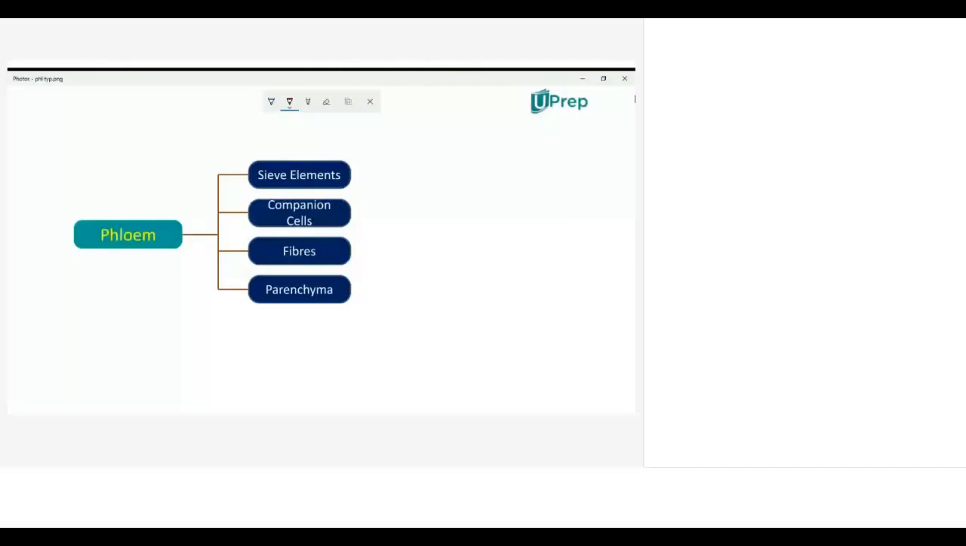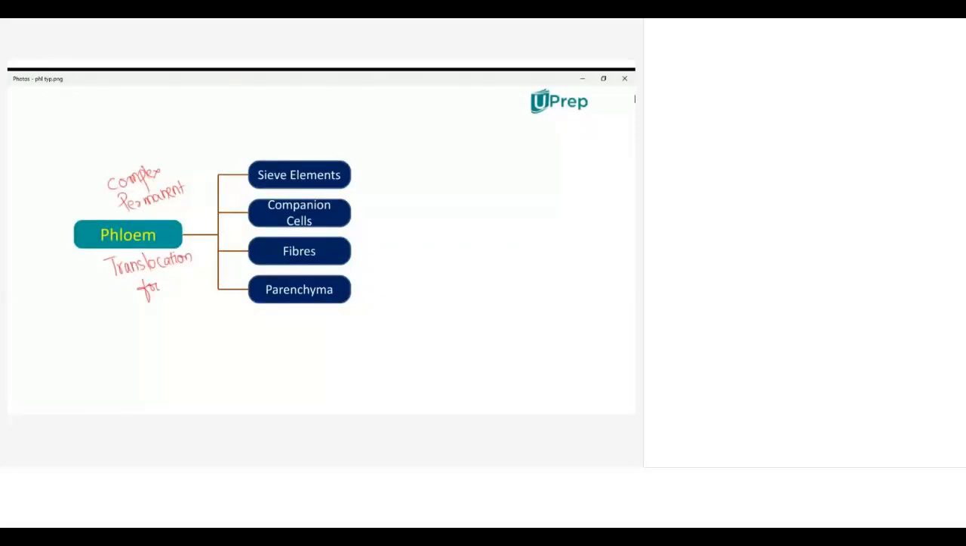So here, if you take the phloem, this is also a complex permanent tissue like the xylem. But the function of phloem differs from xylem in translocation. Translocation of water, translocation of food. So this is the vascular tissue which translocates food in plant.